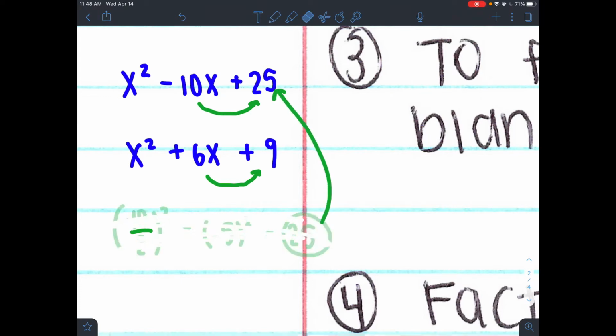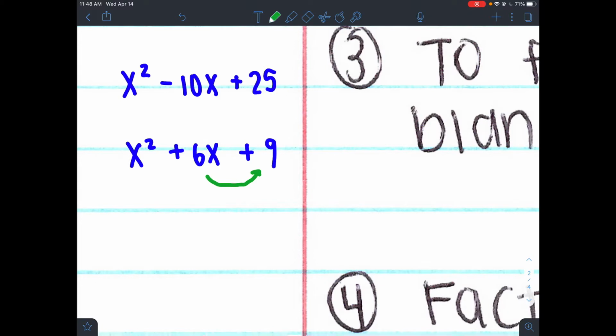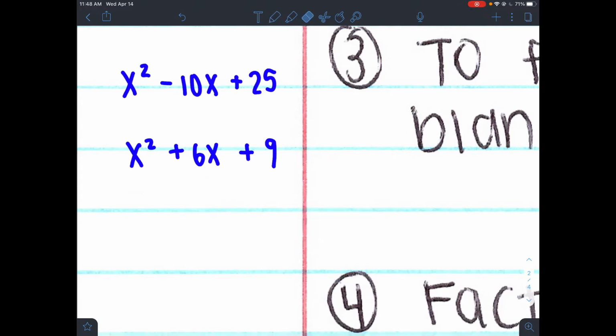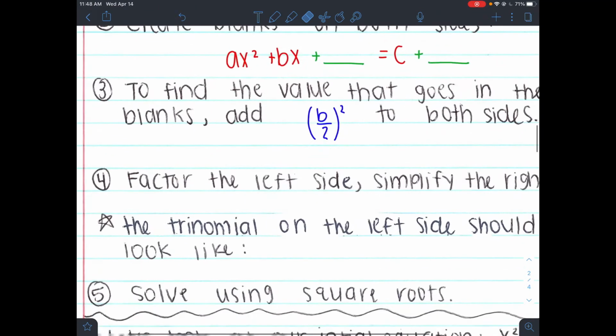You can do the same thing with the second problem because it's also a perfect square trinomial. So let's take our b value, which is 6. So if we're doing b divided by 2 squared, that would be 6 divided by 2 squared, which is 3, because 6 divided by 2 is 3, and 3 squared is 9. And that's how you get your c value. So basically, you're going to do that so that you can make it a perfect square trinomial. Okay, so b divided by 2 squared is going to go in the blanks.